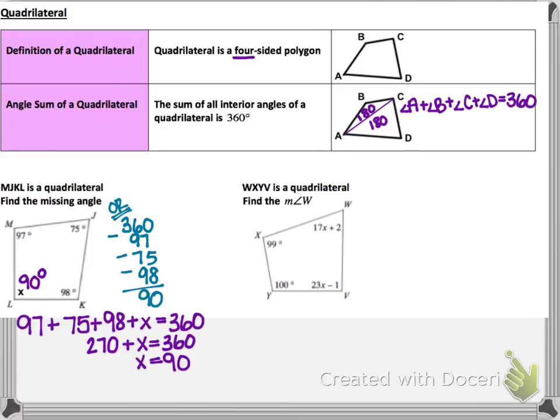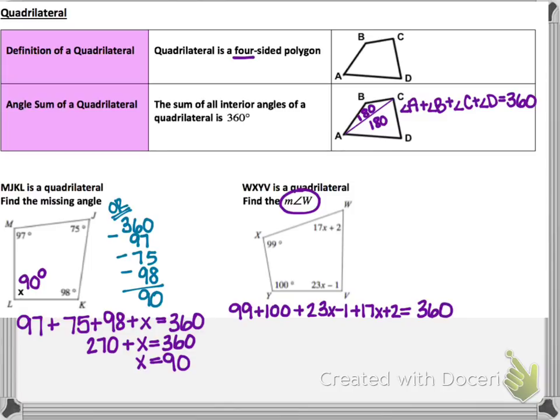So over here we've got X in 2 of our angles, but they want us to find the measure of angle W. So that means we're going to have to find X first and then plug it back in. So I'll take all of my angles, add them up, and set them equal to 360. So I have 99 plus 100 plus 23x minus 1 plus 17x plus 2 equals 360.